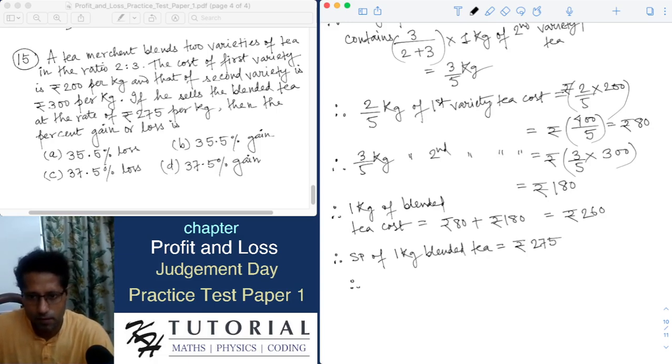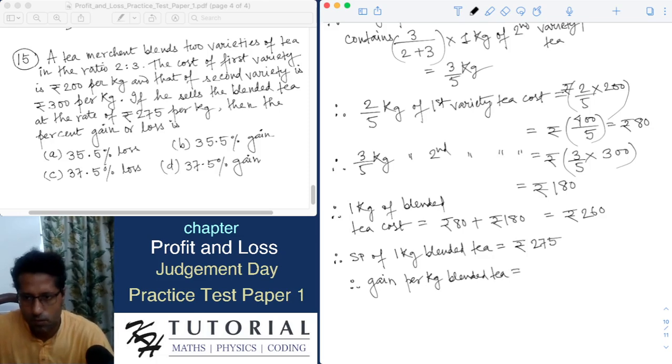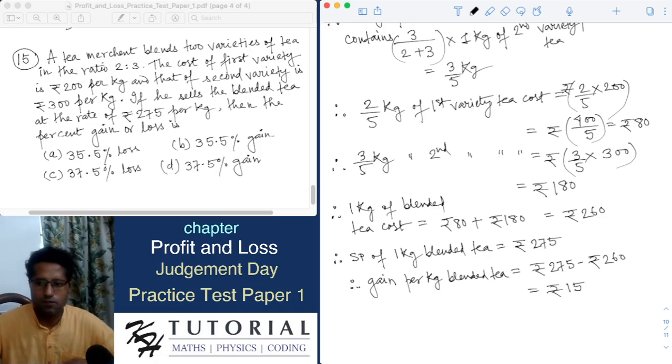Therefore, definitely there is a gain. The gain per kg of blended tea is equal to rupees 275 minus rupees 260, that is rupees 15.